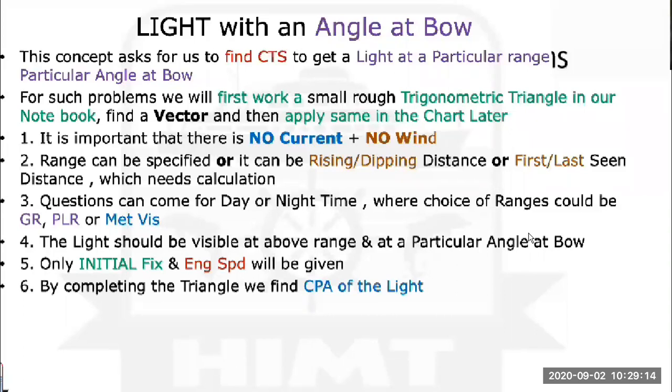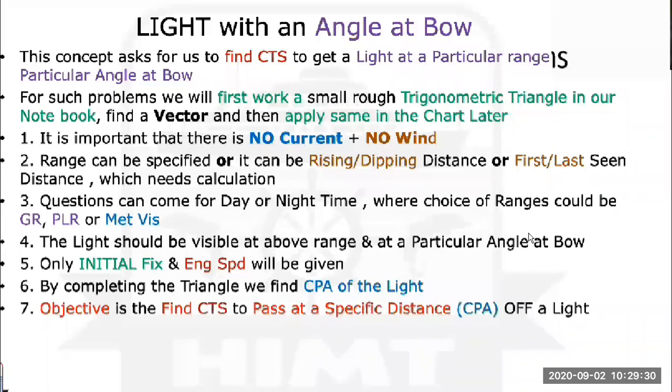By doing this notebook, I told you for such problems we need to work on the notebook. Basically, you are finding the CPA of the light by working on the notebook and then proceeding. That is what you are basically doing in this whole question. When I show you the diagram, you'll understand. The objective is to find the CTS and pass at a specific distance. Basically, that is the CPA of the light.